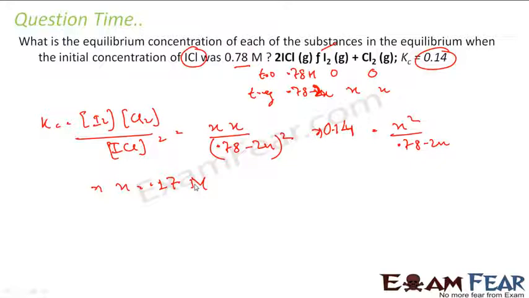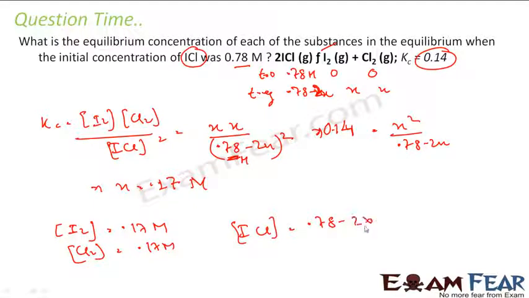See, because 0.78 is in M, the unit of x is also M. So 0.17 M is the value of x. So the concentration of I2 is x, that is 0.17 M. The concentration of Cl2 is x, that is 0.17 M. The concentration of ICl is what?